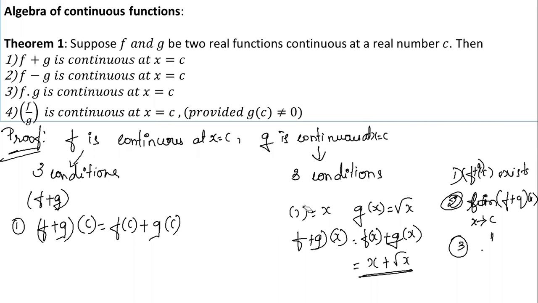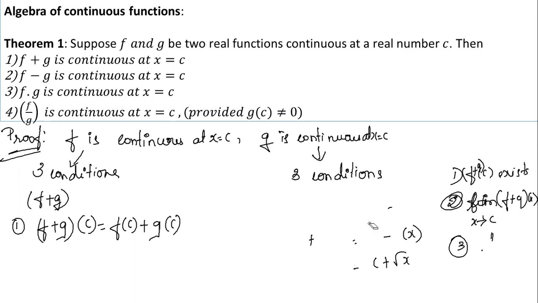So from that, what we can conclude is, since f is continuous and g is also continuous at x is equal to c, f of c and g of c clearly exist. Correct? f of c and g of c clearly exist. Do you agree?